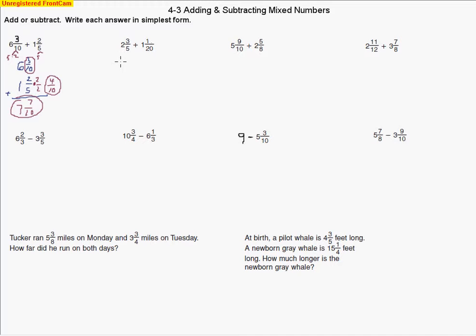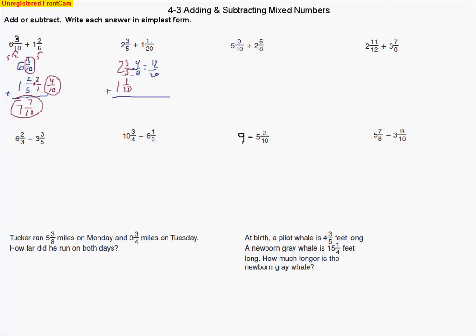Same sort of thing on the next one. I'm just going to rewrite the problem, put the 2 3/5, and then 1 1/20. And so I see that I could just multiply the 5 by 4, and that'll give me a common denominator. So I'll multiply it by 4 over 4, and what that makes is a 12/20. So I still have 2, but now it's 12/20. Same fraction as 3/5. It's an equivalent fraction, just different denominator.